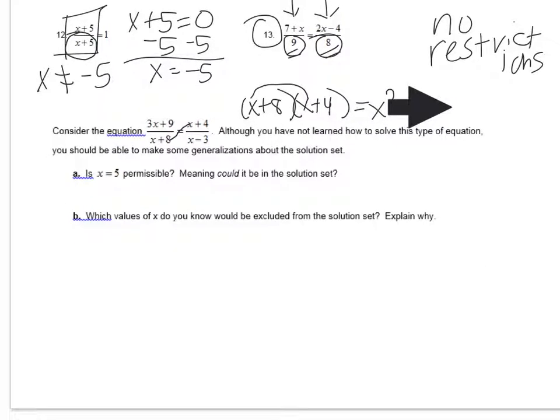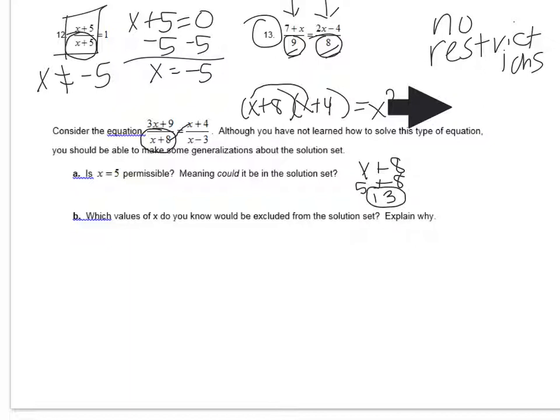Question A says, is x equal to 5 permissible? Which means, could x equals 5 be in the solution set? Well, the only reason x equals 5 would not be allowed is if it made one of the fractions, either on the left side or the right side of the equation, undefined. So I'm going to take x equals 5, and I'm going to plug it into my first denominator, x plus 8. When I do 5 plus 8, I get 13.